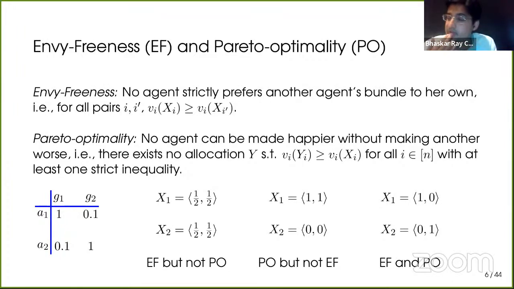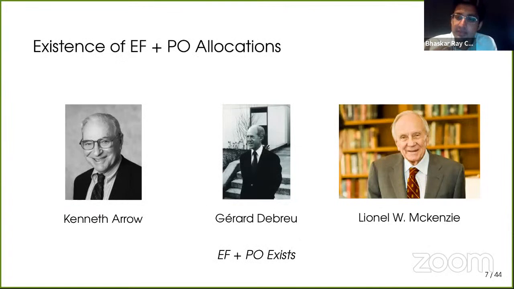The first question that you usually ask when you define a fairness and efficiency concept is, is it always possible to be fair? No matter how many agents, how many goods, and what kind of valuation functions I have, can I find an allocation which is envy-free and Pareto optimal? It's not clear from the way I've defined it. And in fact, it is possible for a broad class of valuation functions.